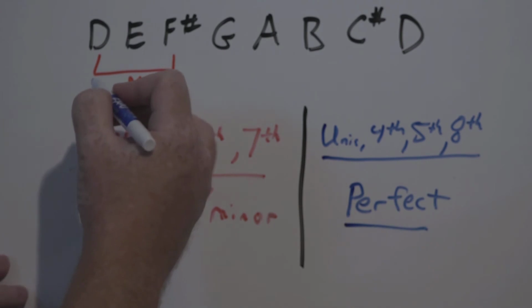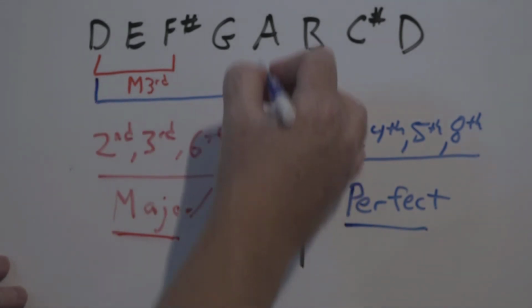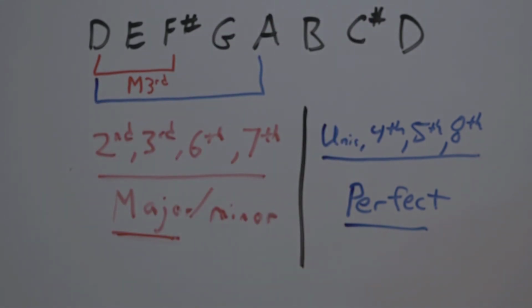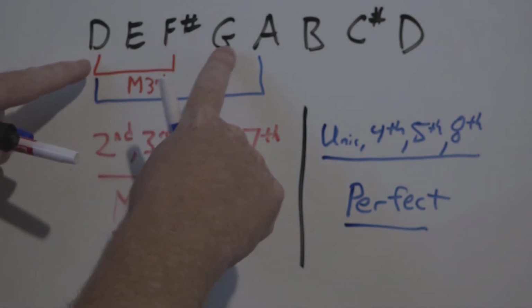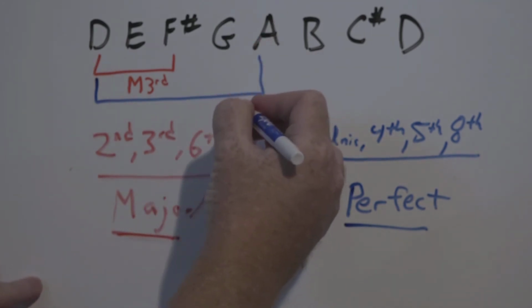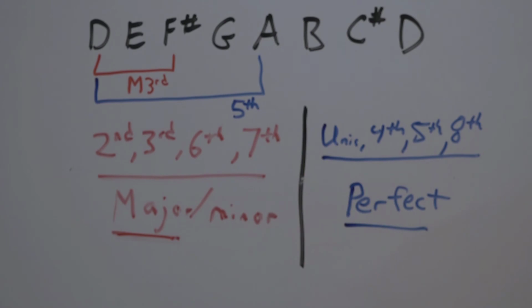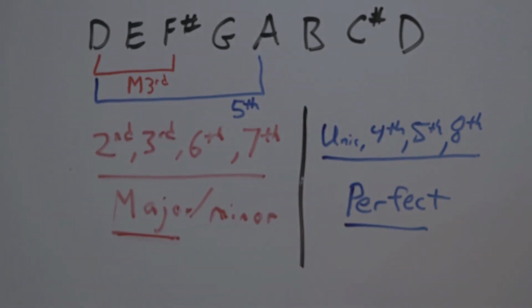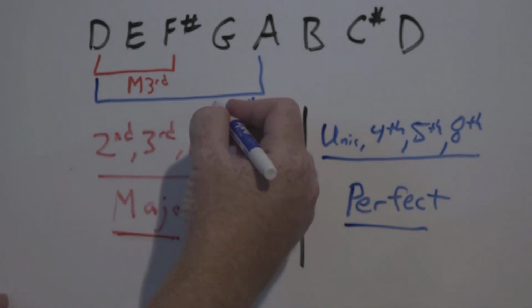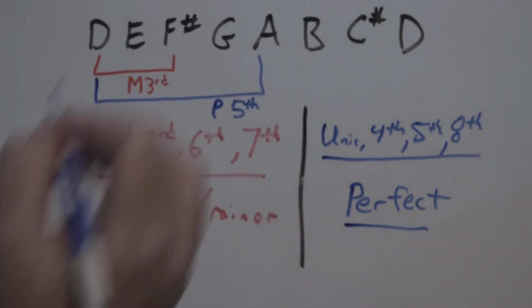And let's look at that D to A. First, its interval size: unison, second, third, fourth, fifth. This is a fifth. And since A is in the D major scale, it will be perfect.